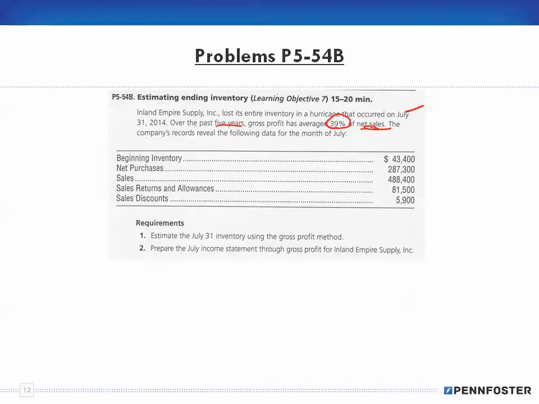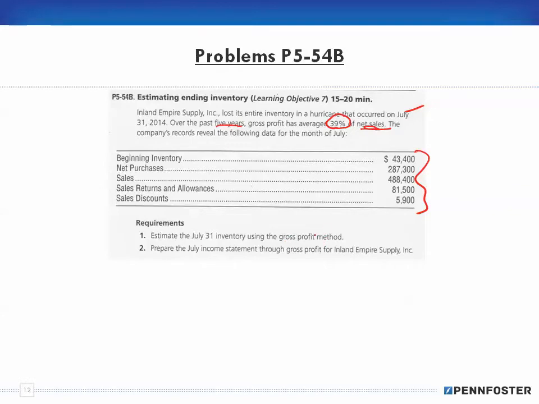What immediately popped into my head here is that we don't know how much the gross profit is, but it's 39% of net sales. Remember, net sales can go up and down each year, and so can our gross profit. But the average has been 39% of whatever our net sales was. The company's records reveal the following data for the month of July. It says to estimate the July 31st inventory using the gross profit method.